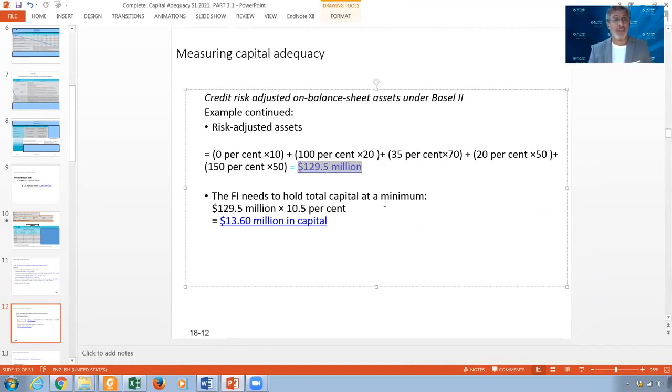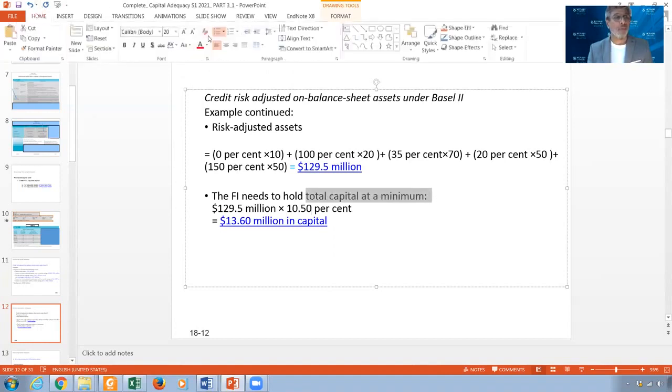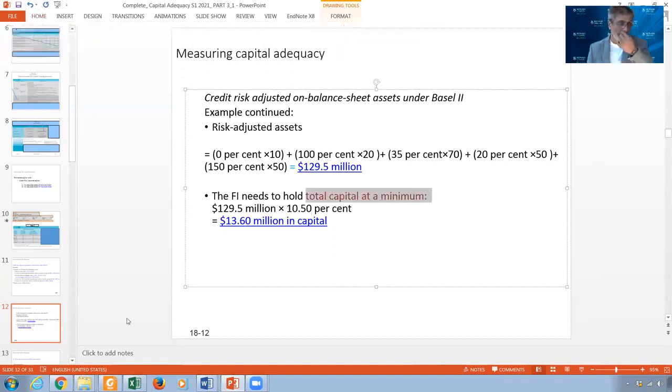So the financial institution needs to hold capital at a minimum of 129, just for this one, for the credit, times 10.5%, which is 13.60 million. This is just to satisfy the total capital. Now you can talk about common equity, and you multiply this only by 7%. You can talk about tier 1, and you multiply this by 8.5%. But now we are talking actually about total capital. So this is how we are doing it for on balance sheet.